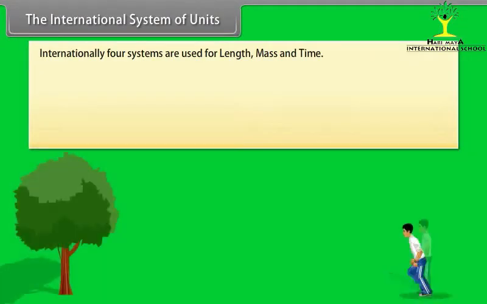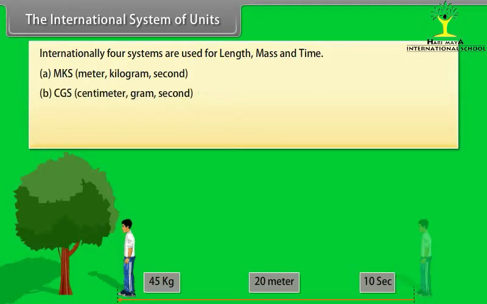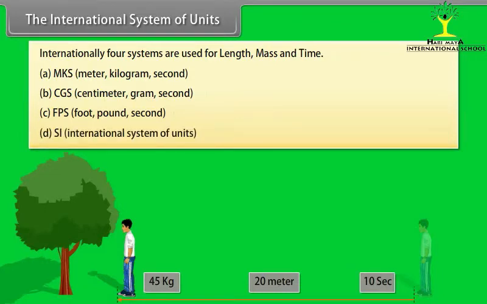The International System of Units. Internationally, 4 systems are used for length, mass and time. A. MKS system, that is the meter kilogram second system. B. CGS system, that is the centimeter gram second system. C. FPS system, that is foot pound second. D. SI system, that is the International System of Units.